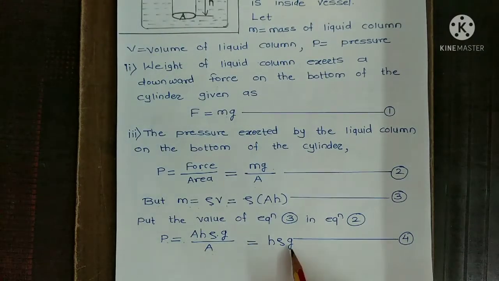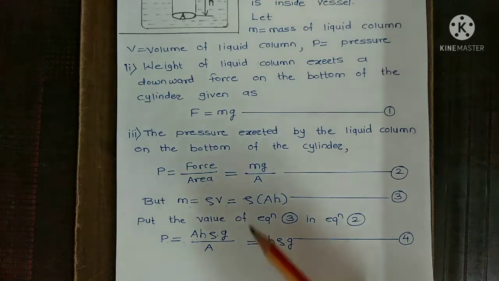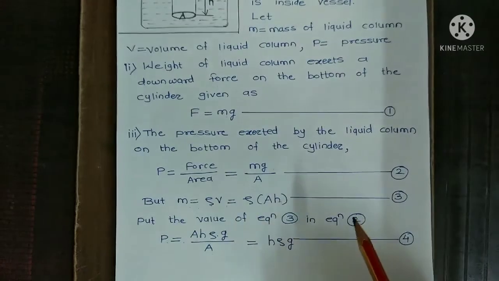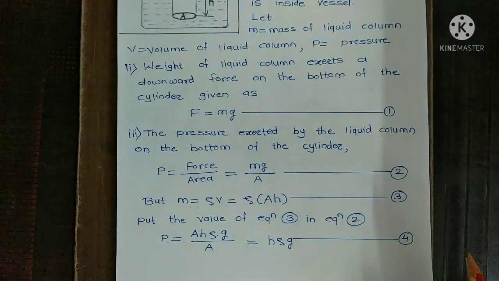P is equal to h rho g is equation number 4. Equation number 4 represents the value of pressure due to a liquid of density rho at a depth h below the free surface. This is the free surface. Thus, pressure due to a liquid column depends upon the height of the liquid column h, the density of the liquid rho, and the acceleration due to gravity.